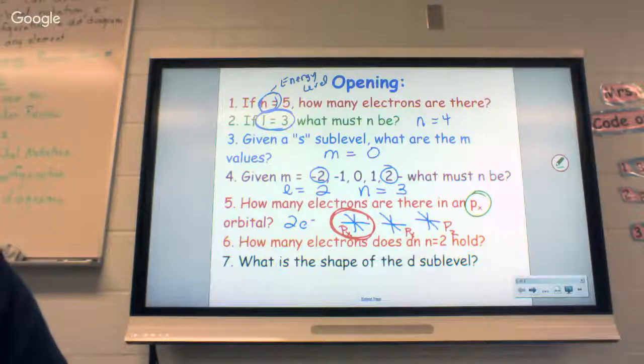How many electrons can n equals 3 hold? How many electrons can a D sublevel have? Good. How many electrons are there if n equals 2? It's 8. You have to add up the sublevels. So that's one of those n equals questions, so you add them up. How many electrons are there if you have a P sublevel? 6.